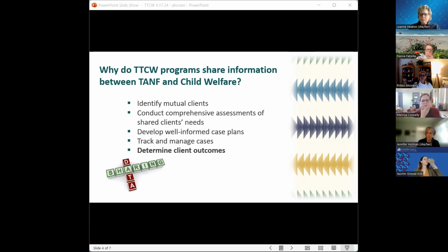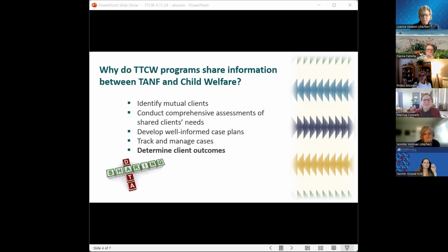So why do these programs share information between TANF and child welfare as part of their collaborative efforts? Many families are involved in both systems in these communities. And while TANF and child welfare do seem to have complementary goals, when these programs are siloed, as they often are, clients are often challenged by conflicting requirements, conflicting service plans, and timelines that can delay or even prevent the achievement of the intended child and family outcomes.